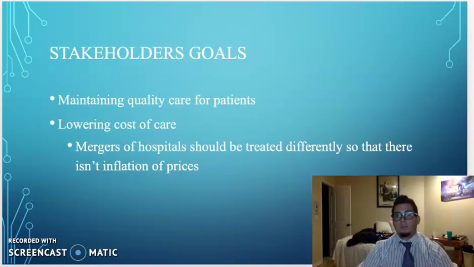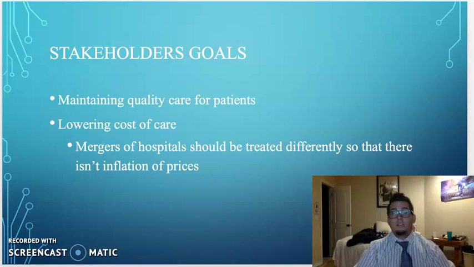The stakeholders' goals are maintaining quality care for patients, lowering costs of care, and mergers of hospitals should be treated differently so that there isn't inflation of prices. Going back to what I said about these mergers, the mergers of bigger hospitals on smaller hospitals create this unfair gap in prices that really should be monitored and really should be looked at as monopolizing healthcare. And these are many of the factors into inflation of costs for healthcare and things of this nature.